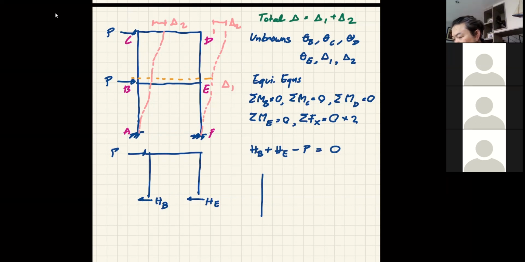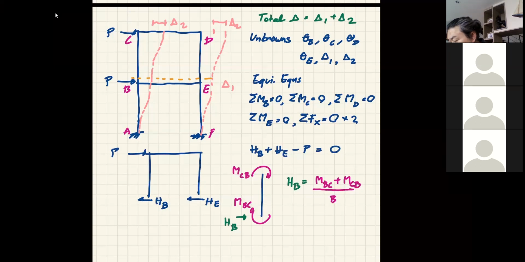Okay, so we stick with the same sign convention. So this is clockwise. And from the nature of the structure, it's like that. So when you write this equation, you be mindful of the sign, okay? So that will give you the HB in that direction. And here it is going to be equal to MBC plus MCB divided by the length of member BC.